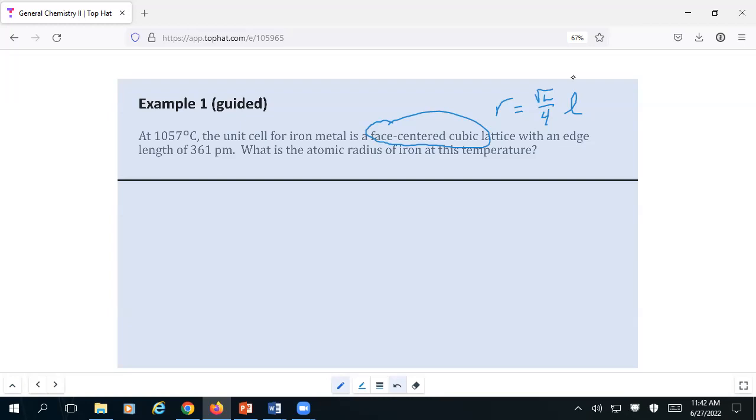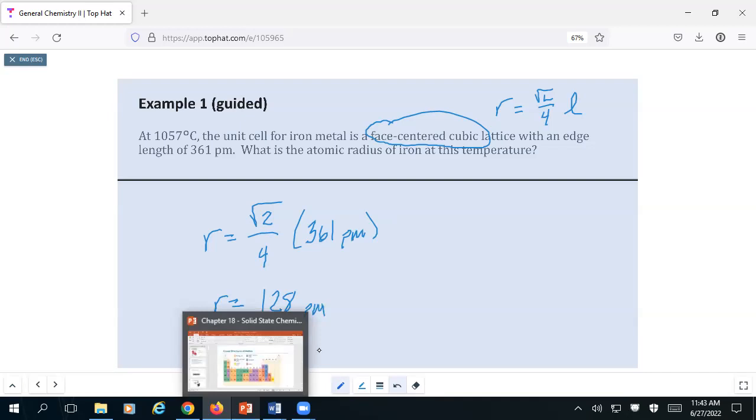So this one's real simple. We've got the edge length, 361 picometers. We just have to apply this adjustment to it. Radius is equal to the square root of 2 divided by 4 times 361 picometers. If I do the calculation, 361 times the square root of 2 divided by 4 to 3 significant figures is 128 picometers.